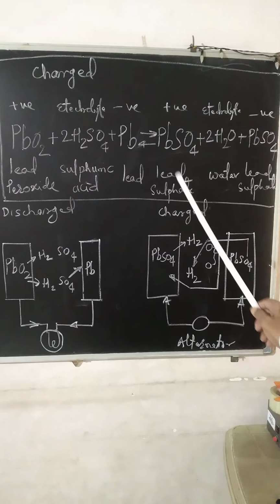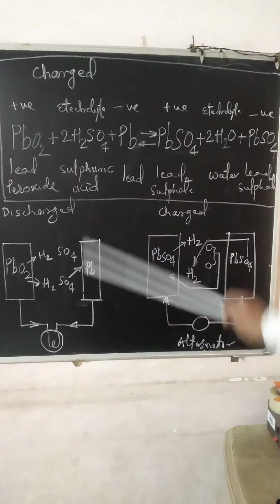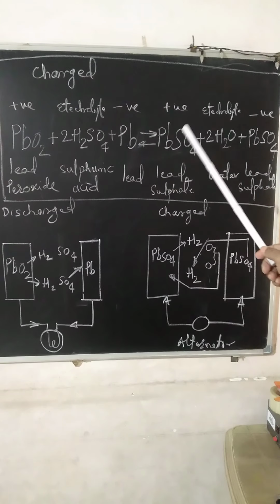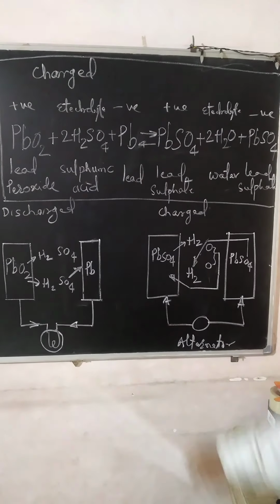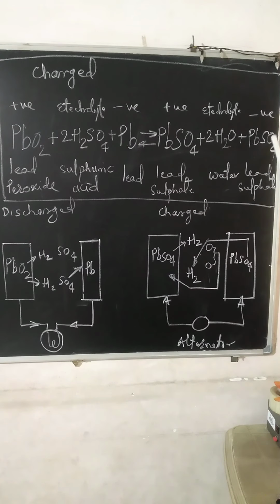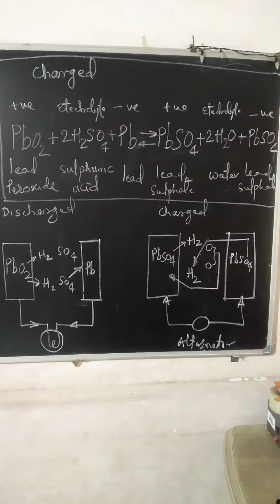So again, in the recharging process, the positive plate PbSO4 is converted back to lead peroxide, that is PbO2, and the PbSO4 of the negative is converted back to spongy lead, that is Pb. So this is a block diagram where it is shown.